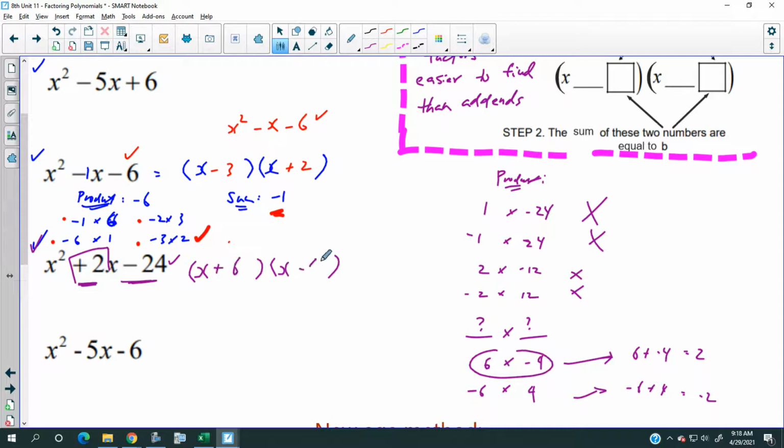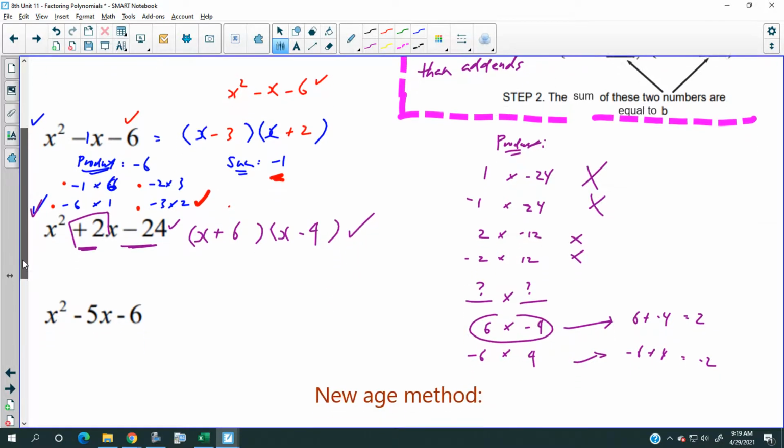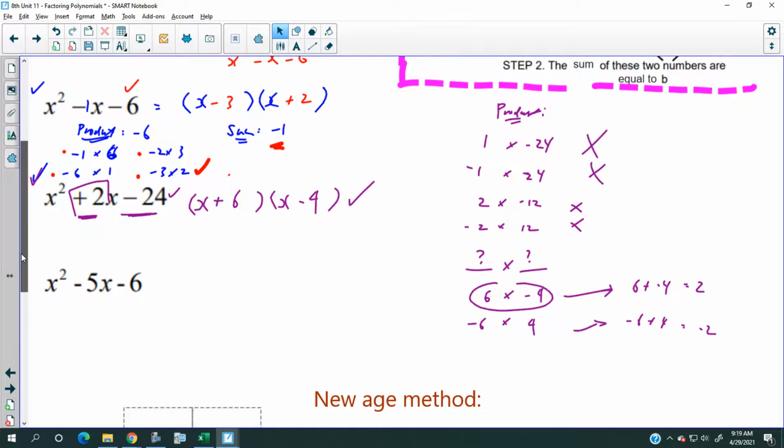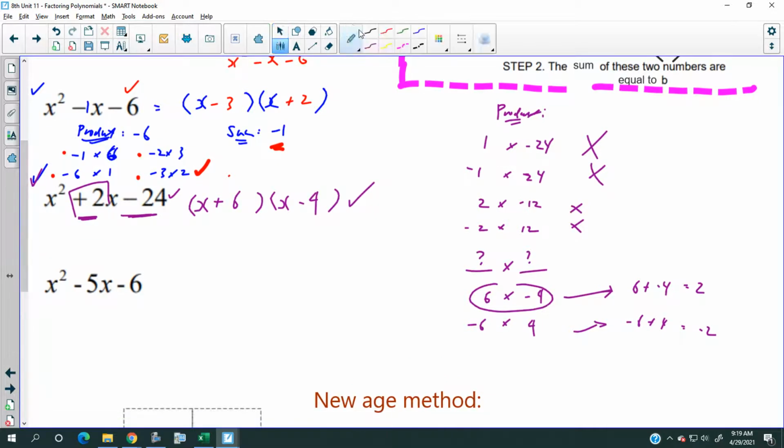Okay, and we can check real quick, right? x squared, 6 minus 4 is 2. 6 times negative 4 is negative 24. Nice. Okay? All right? Let's try one more. And then I'm gonna leave some questions up and see what we can do. All right, okay. Now, try this one then. All right, so press pause right now.